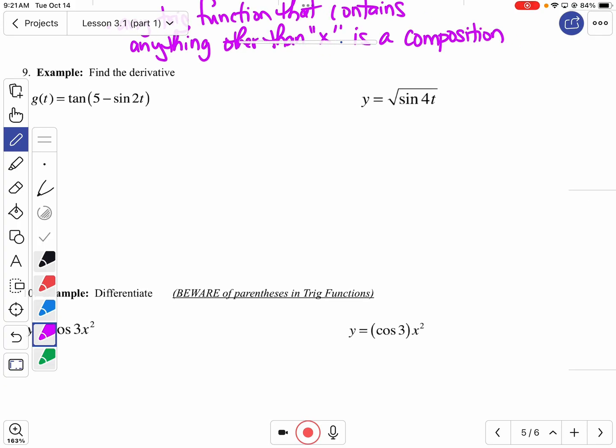Anyway, okay, so let's look at this one. So y equals, oh, my pen decided to die.